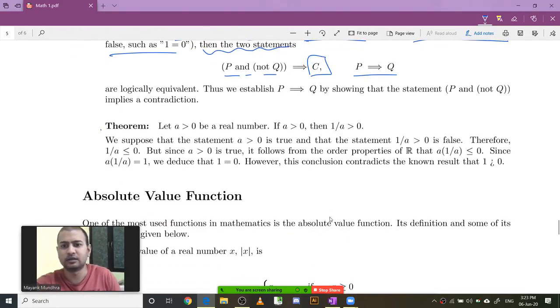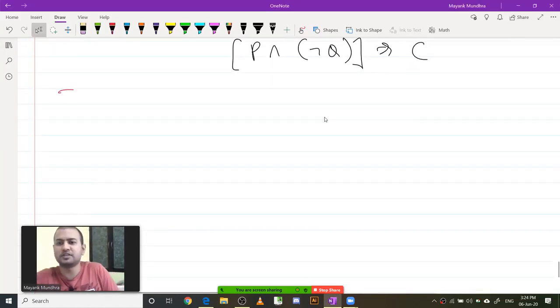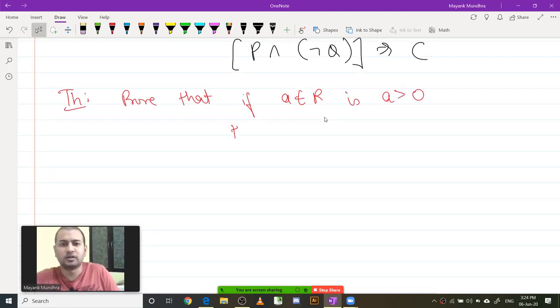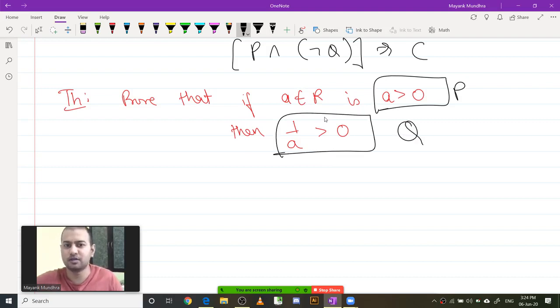So let's take this theorem as an example: let a greater than 0 be a real number. If a is greater than 0, then 1 by a is also greater than 0. My theorem says to prove that if a belongs to R and a is greater than 0, then 1 by a is also greater than 0. So a greater than 0 is my statement P, and 1 by a greater than 0 is my statement Q.